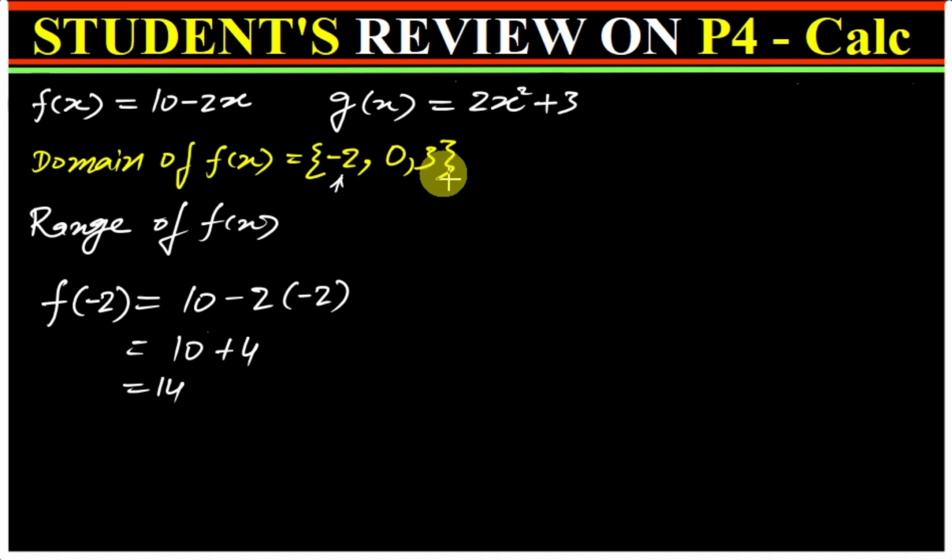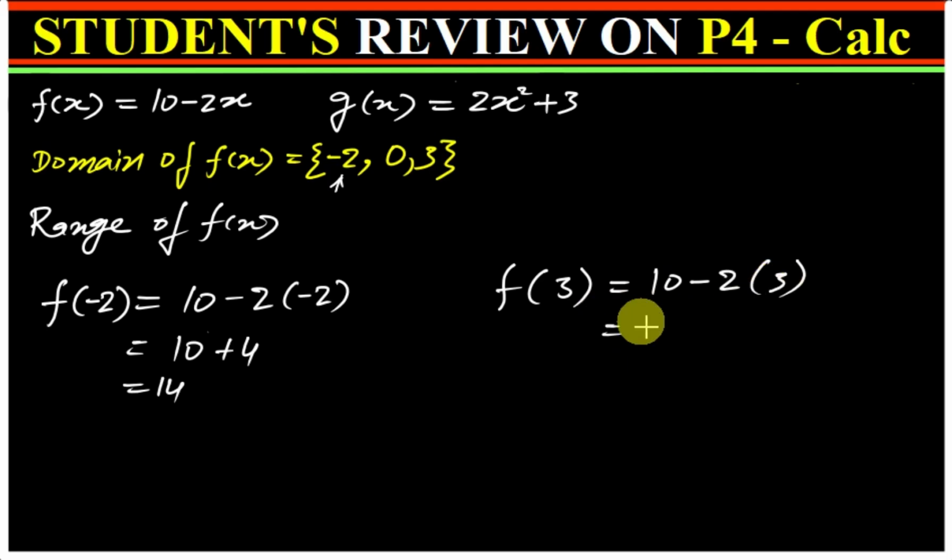Now let's see the highest value of x. We have to find f(3). We'll get 10 minus 2 times 3, writing 3 in place of x. 10 minus 3 times 2, which is 6, gives 4. So for the highest value of x, the value of the function is 4, and for the lowest value of x, it is 14. So the value of the function varies from 4 to 14.